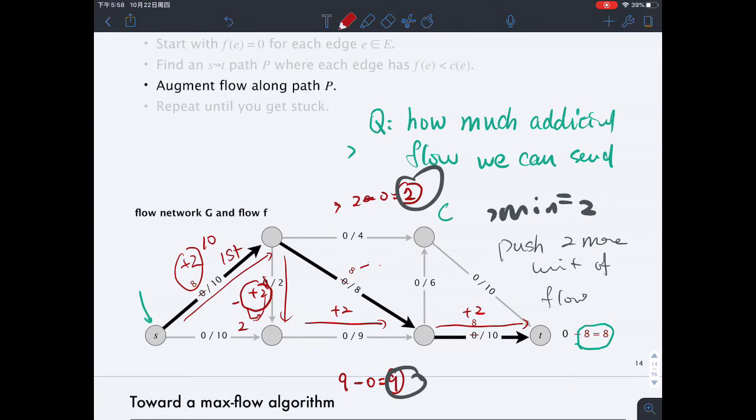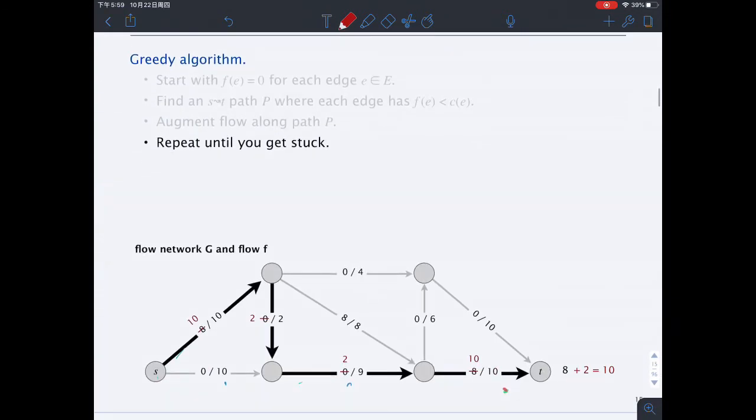So at the end, the first edge will have 10 units of flow. The second edge will have 2 units of flow, so now this becomes 2. The third edge will also have 2 units of flow. The fourth edge, the last edge, will now also have 10 units of flow. The next figure is what we are going to see next.